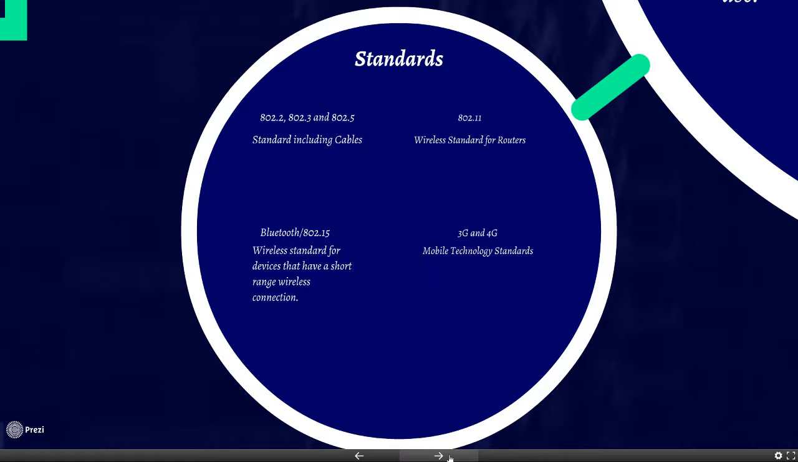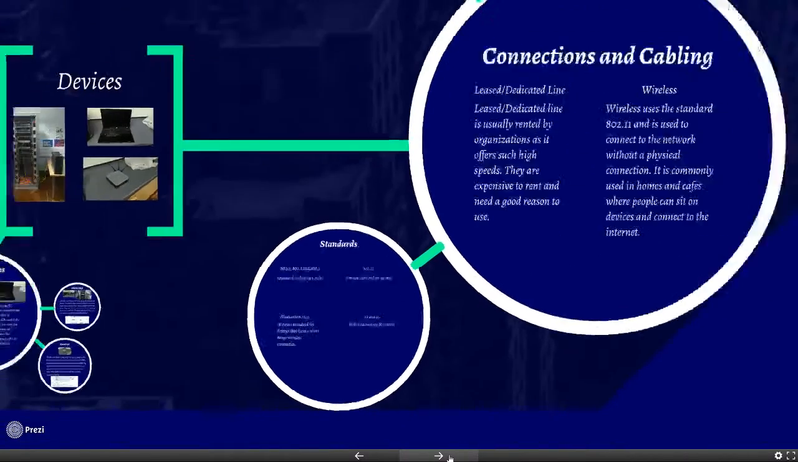The next topic I will talk about is standards. There are multiple standards used within the network. These range from 802.2, 802.3 and 802.5, which are used within cables. 802.11 is used in wireless connections. Bluetooth/802.15 is used for short-range wireless connections. 3G and 4G are used for wireless connections but for mobile.